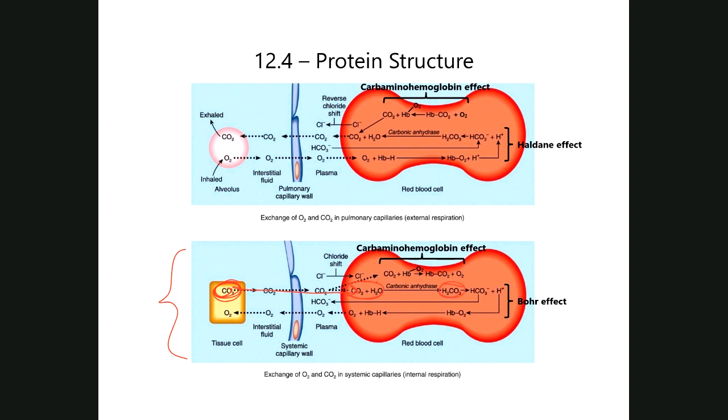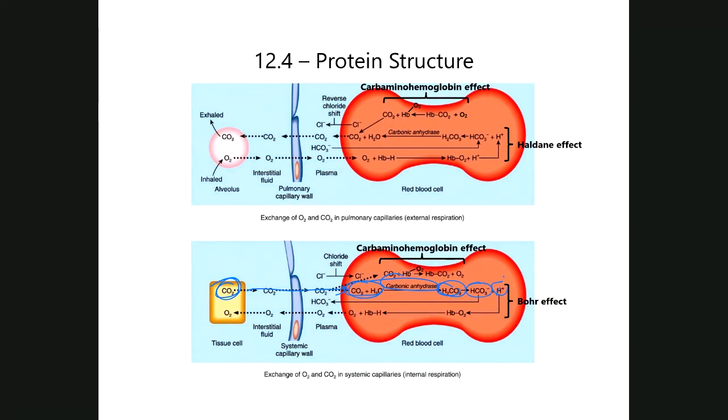Let me change colors here because the red isn't really showing up. So CO2 produced moves into the cells, combines with water. There's an enzyme actually that facilitates conversion to carbonic acid. That then breaks down into bicarbonate and protons. The protons, this is the Bohr effect over here, right? This is the Bohr effect.